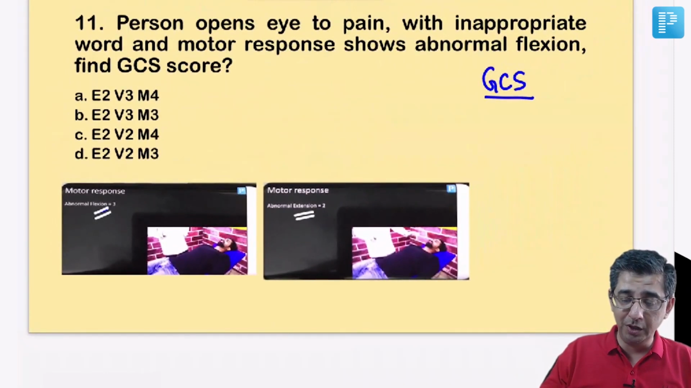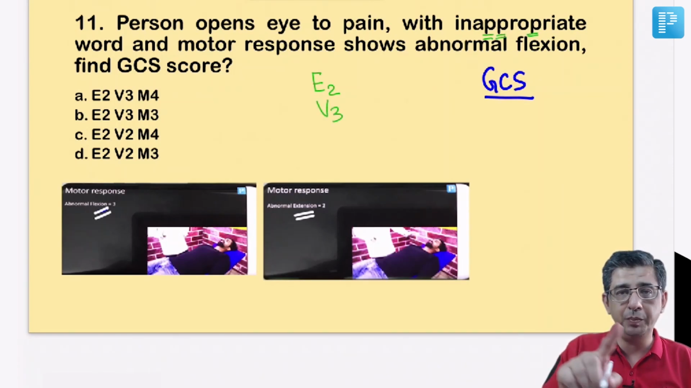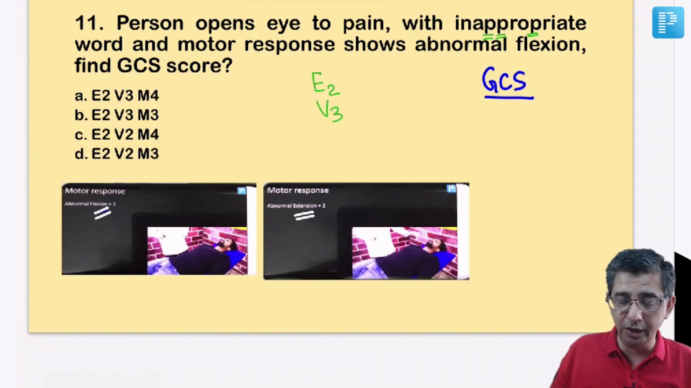The question says patient is opening eye to pain, so the solution for this would be eye opening in response to pain would be a score of 2. When you say inappropriate words, P alphabet is coming up 3 times, so that would be V3, P alphabet 3 times, that's how I've explained it, V3.